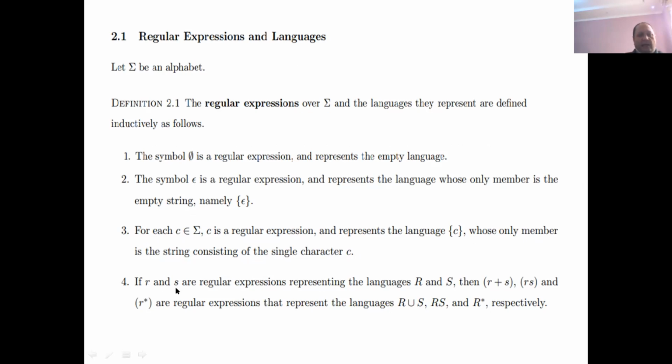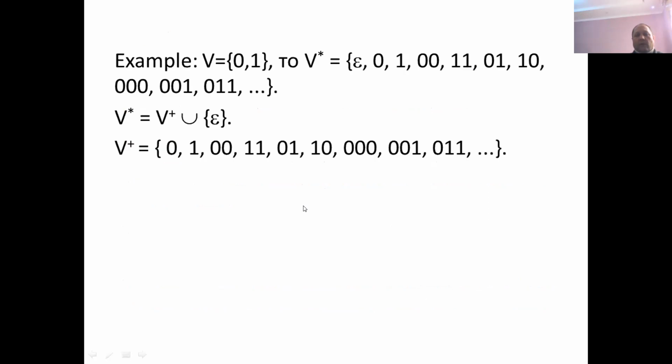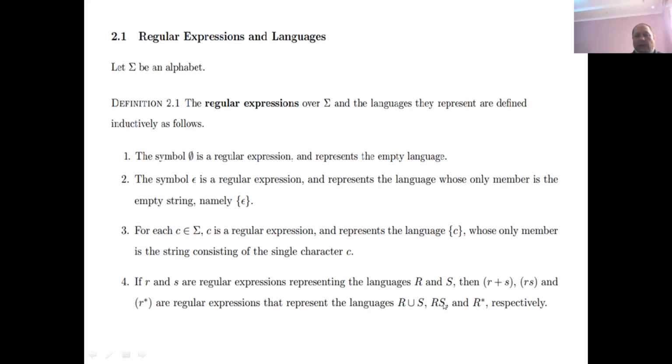If R and S are regular expressions representing the languages R and S, then R plus S, R S, and R with star are regular expressions that represent the languages R union S, the concatenation of R and S, and R with star respectively.